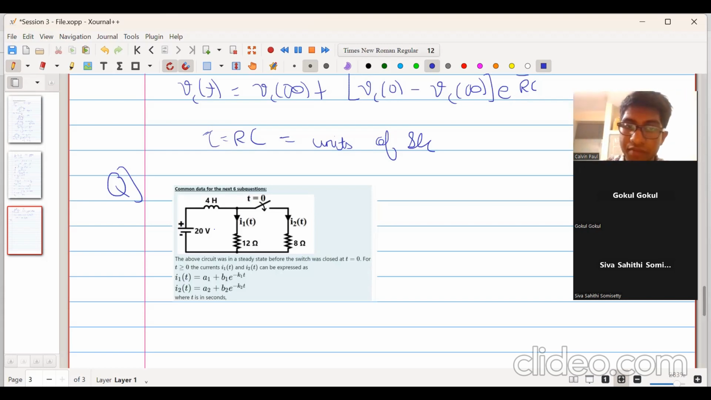So we will proceed. Gokul, what will be the initial current through the inductor? Sir, in steady state the inductor acts as a short circuit, sir. So before time t equal to 0, the current is 20 by 12, sir. It is 1.667 amps, sir.